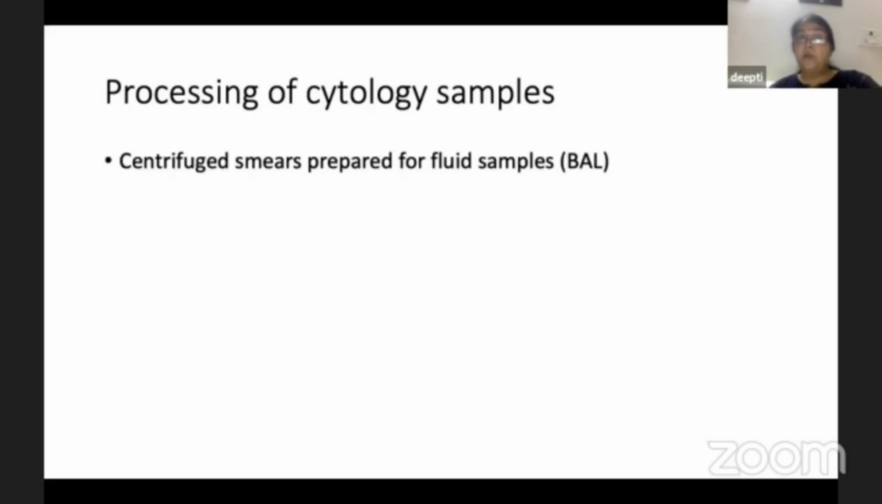The most commonly used Romanowsky stain in cytology is the Giemsa stain. Alcohol fixed smears are stained by the Papanicolaou stain. Now, for diagnosing fungal infections at times, hematoxylin and eosin stains are also performed on cytology samples.